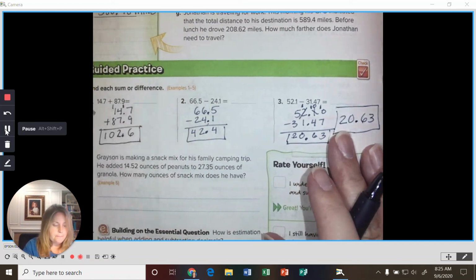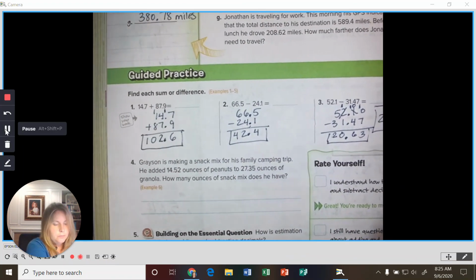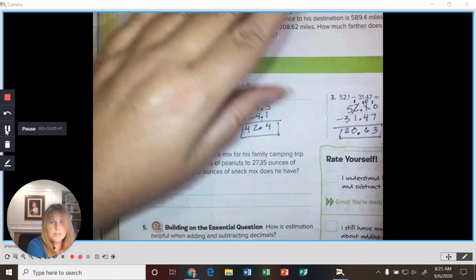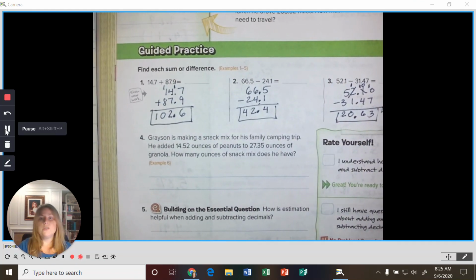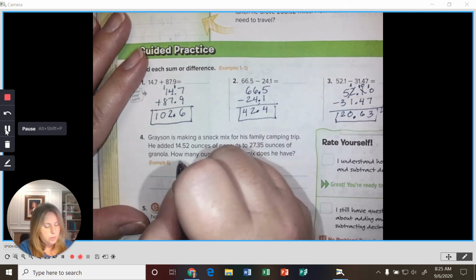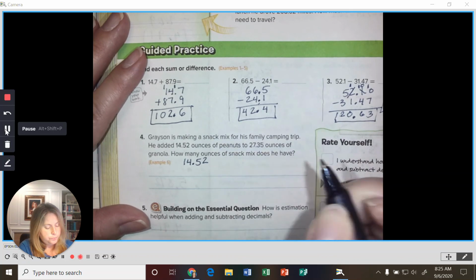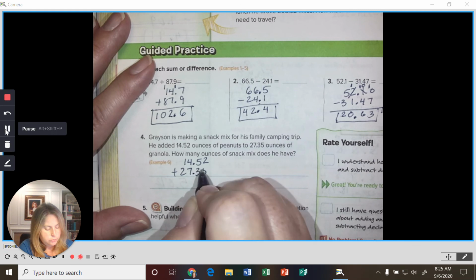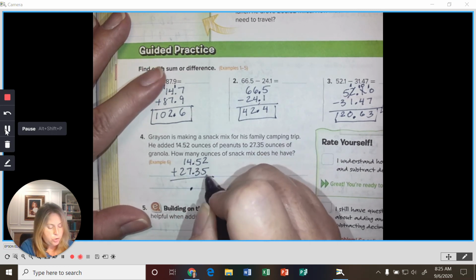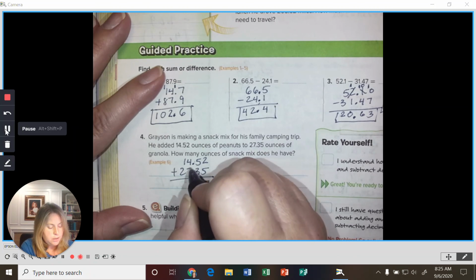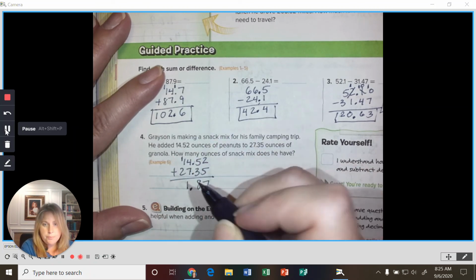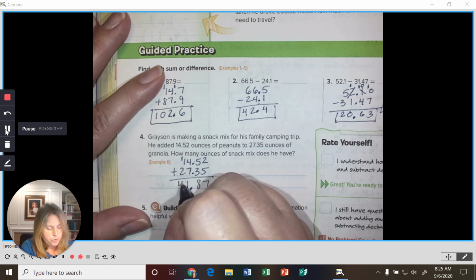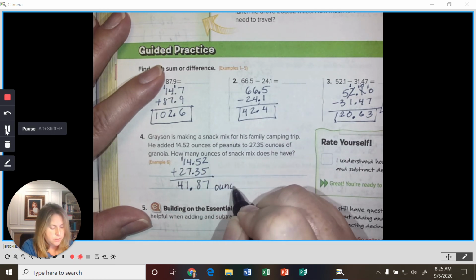All right, number 4. Grayson is making a snack mix for his family camping trip. He added 14.52 ounces of peanuts to 27.35 ounces of granola. How many ounces of snack mix does he have? So we have 14.52 plus 27.35. Line up your decimals. 2 plus 5 is 7. 5 plus 3 is 8. 4 plus 7 is 11. Write the 1, carry the 1. 2 plus 1 plus 1 is 4. So 41.87 ounces.